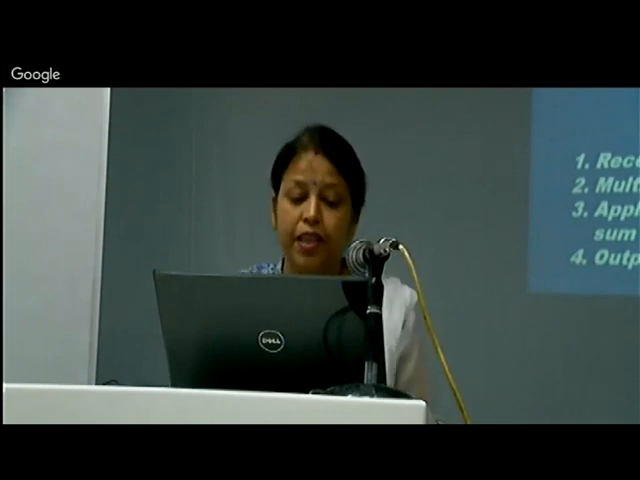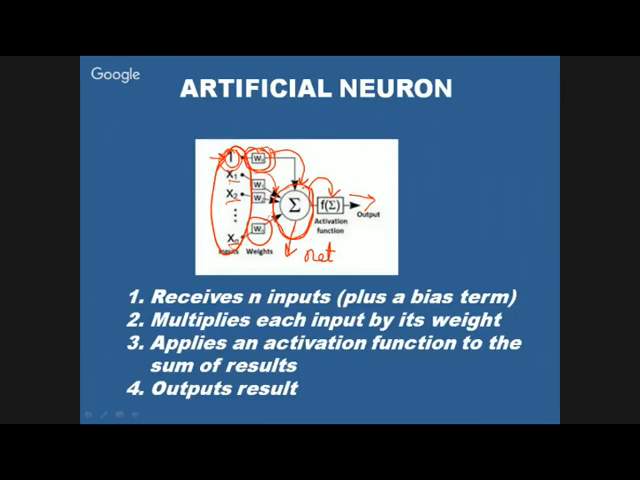This is what I have written in the slide: it receives the n inputs plus a bias term and multiplies each input by its weight. So x1 and w1 will be multiplied, and then they will be summed in the aggregation rule. That means in the aggregation part, what we will get is x1 into w1, x2 into w2, up to xn into wn, plus 1 into w0. If w0 is equal to 1, then you will get 1 into 1, that will be plus 1. If w0 is equal to some other internal threshold, then the input 1 will be multiplied with that threshold.